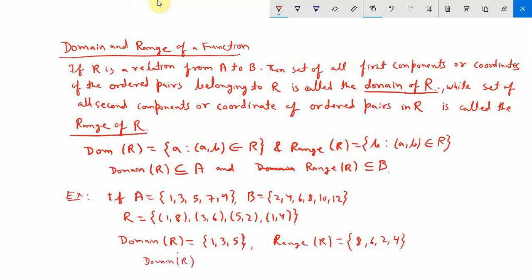Okay, and if we see domain of R, that is 1, 3, 5, it is a subset of set A because A has 1, 3, 5. In addition, it has two more elements, 7 and 9. And range of R is a subset of set B, because 8, 6, 2, 4 are in B and B has some additional elements. Okay, friends. So we will solve a problem based on this.